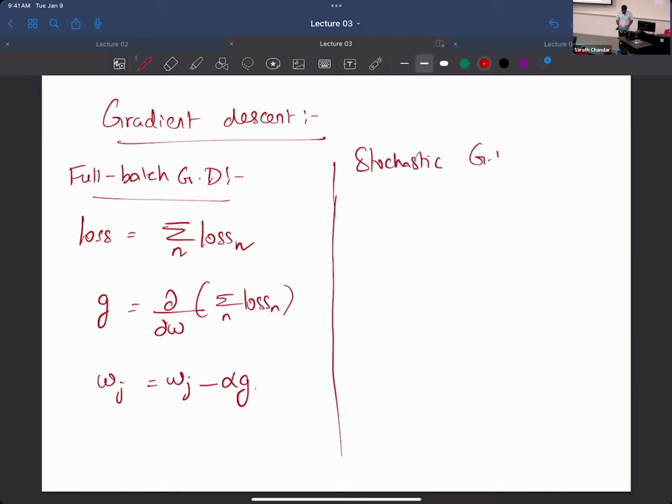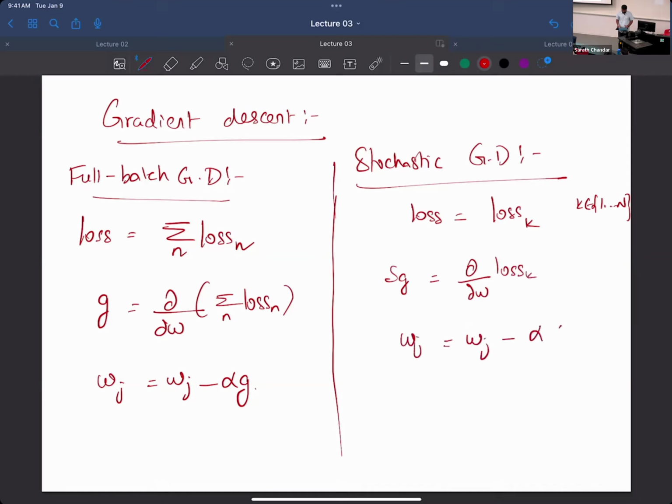Stochastic gradient descent works like this. So basically for the loss, I'm going to pick a random loss, let's just say the loss at k, where k belongs to 1 to n. Okay, now the stochastic gradient is given as dou by dou w of the loss at k, and Wj is equal to Wj minus alpha times the stochastic gradient. This is SGD.